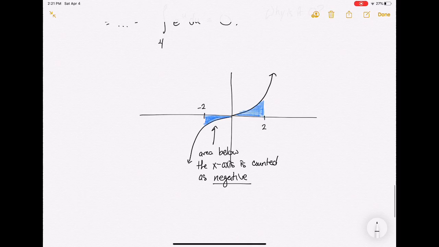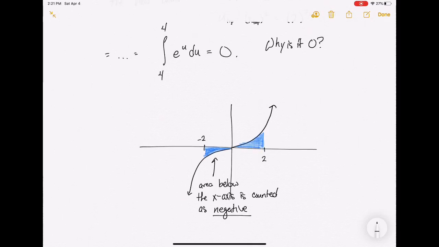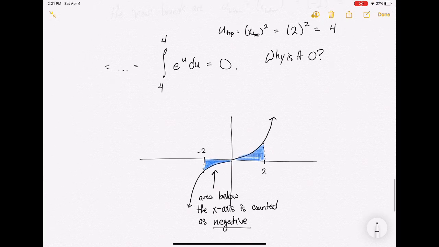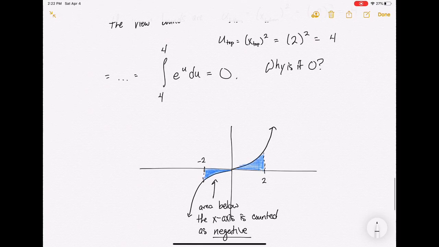So if area below the x-axis is counted as negative, then this makes a lot more sense because we are integrating an odd function. That means it's rotationally symmetric about the origin. An odd function with equal bounds. That means the negative area is exactly equal to the positive area. So that's why it's equal to 0.